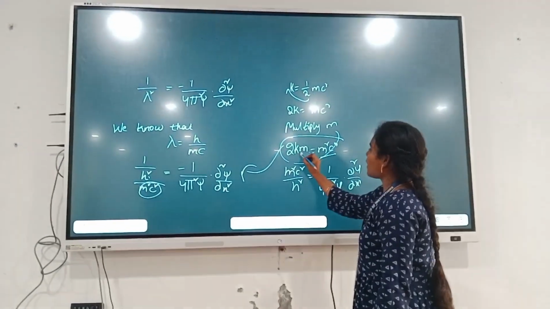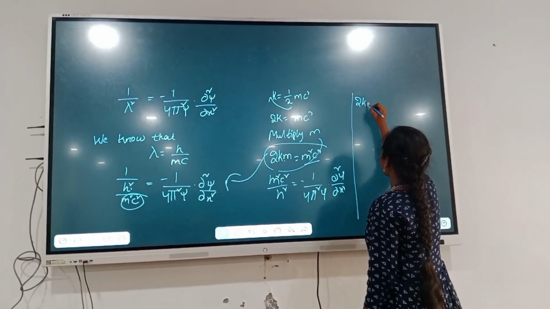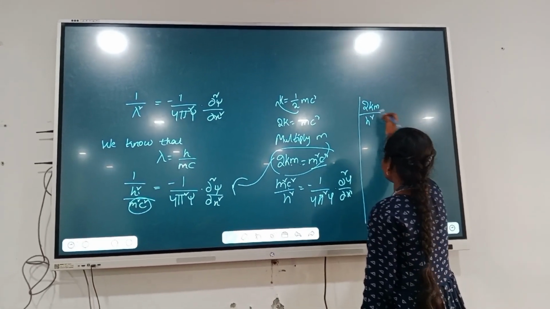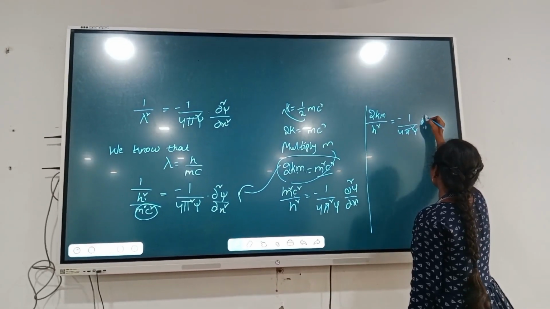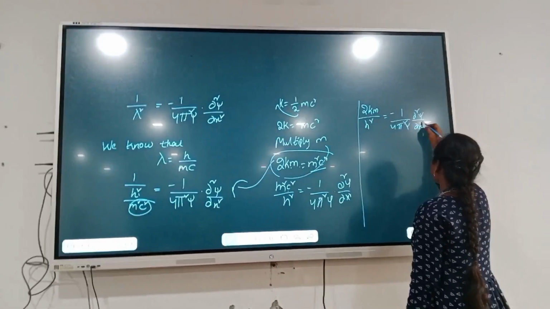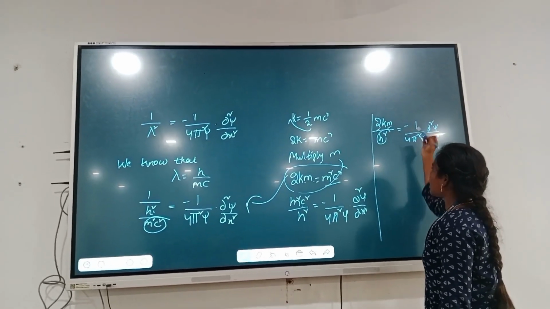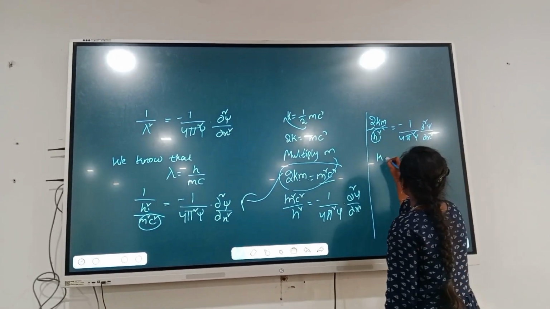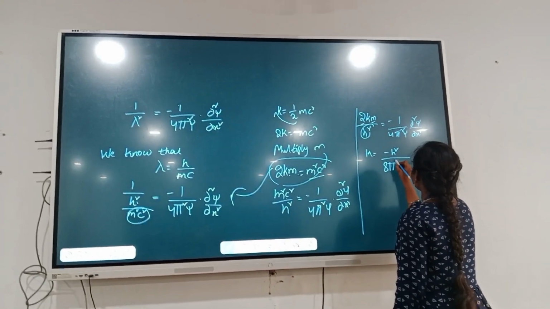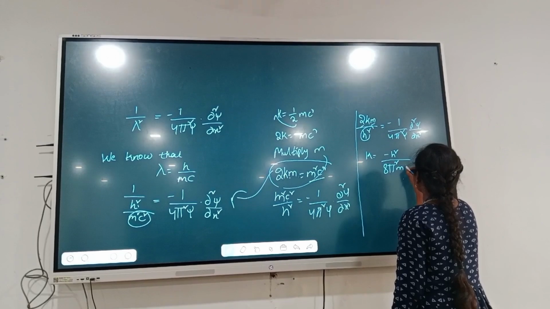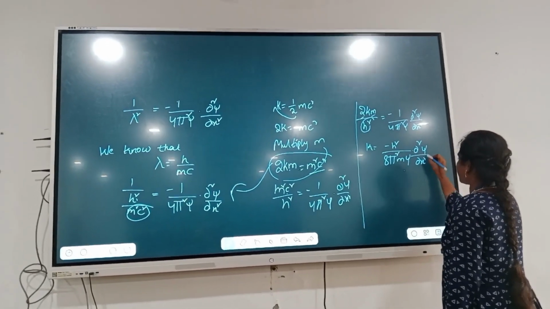Now substitute the m² value in this equation. Then m by x² equal to minus 1 by 4π² ψ into ∂²ψ by ∂x². So now send this h and m to this side. A equal to minus h² by 8π²m ψ ∂²ψ by ∂x².